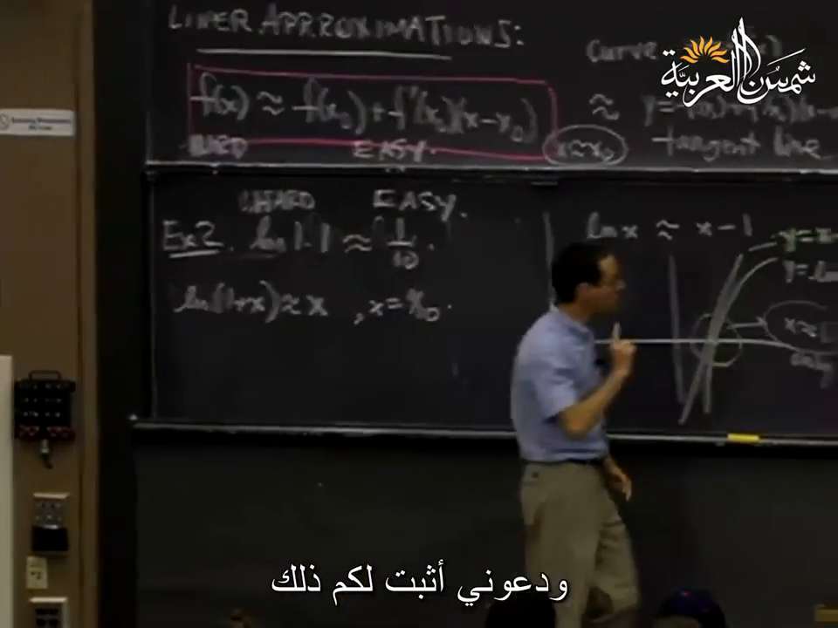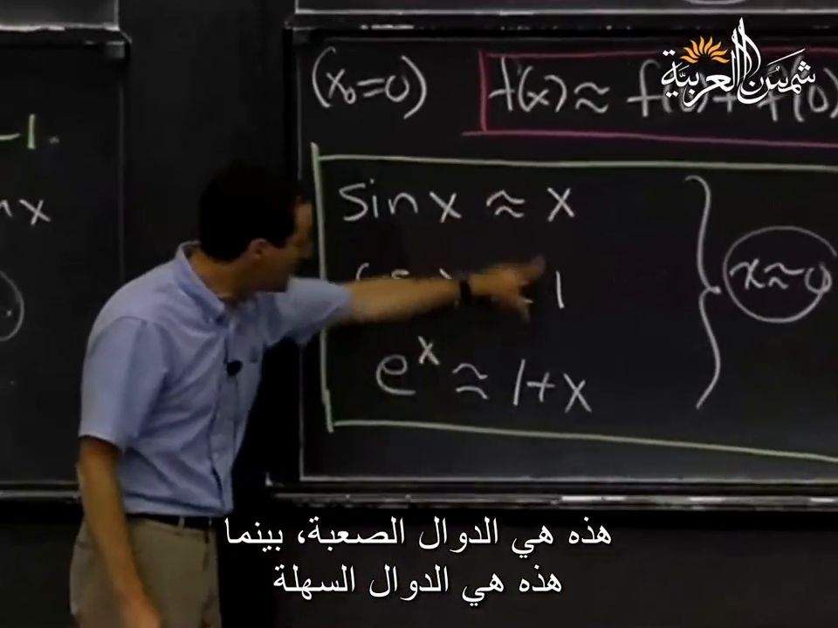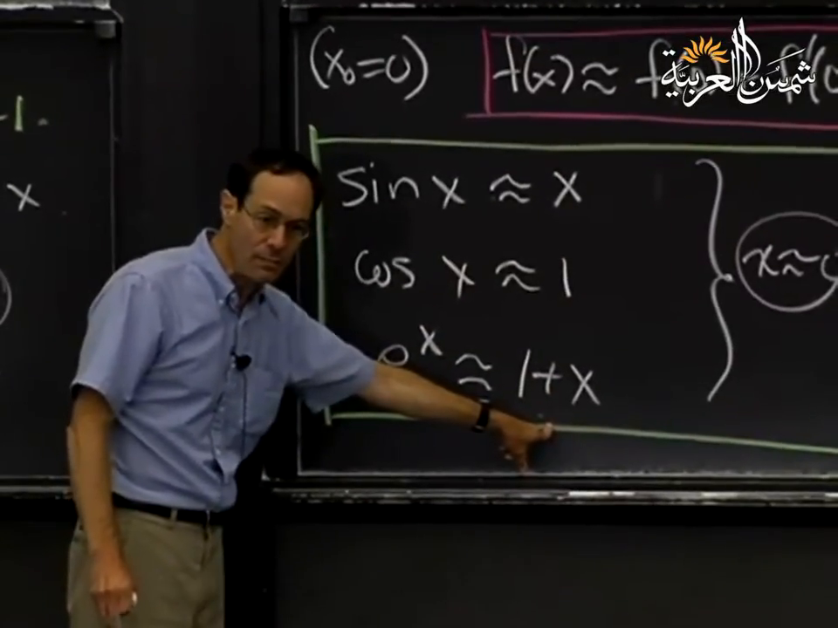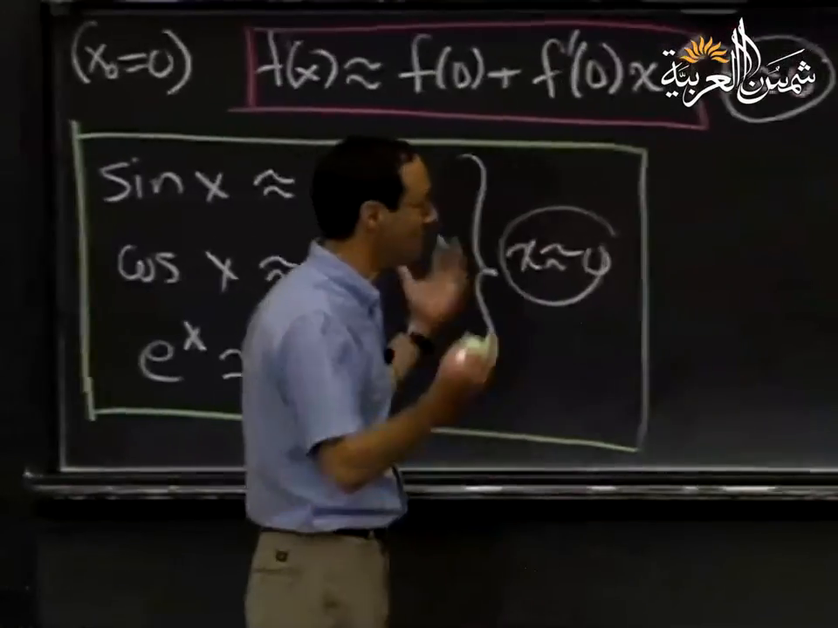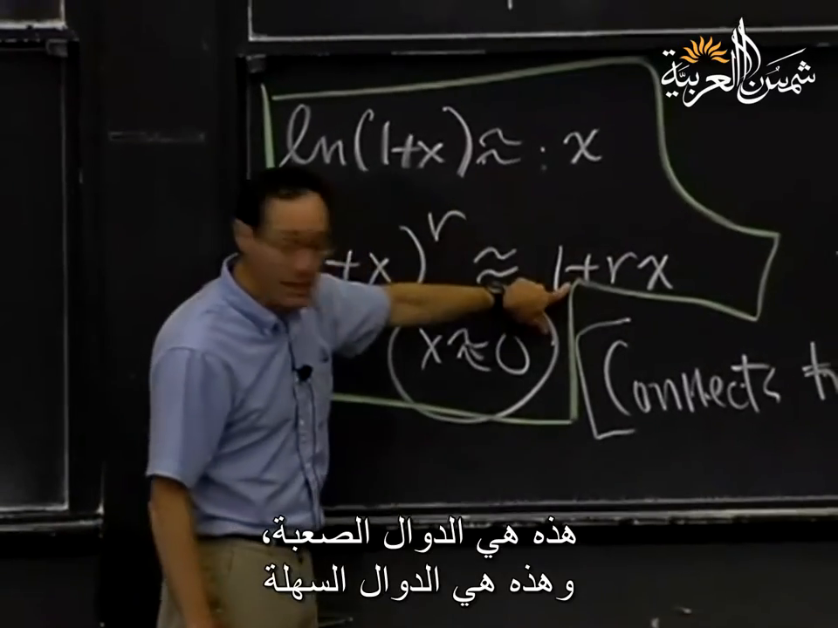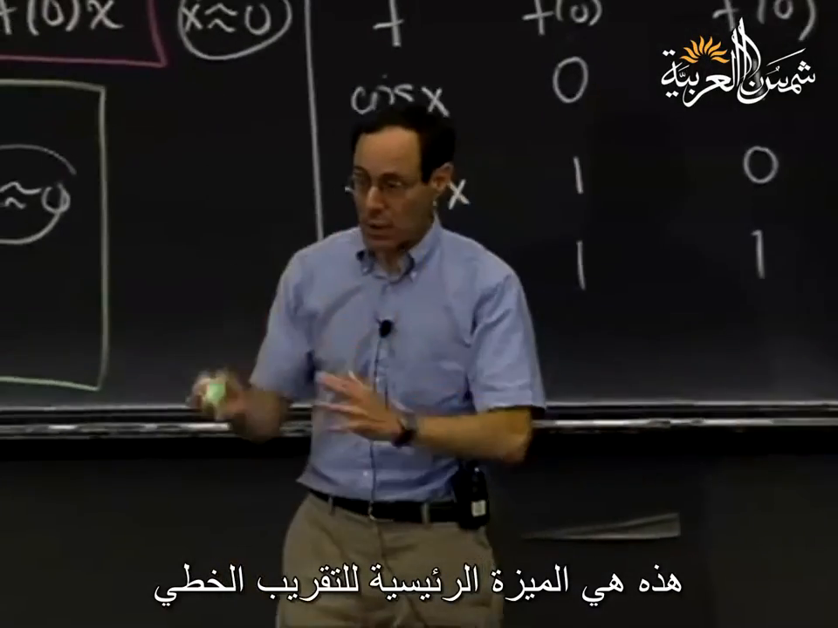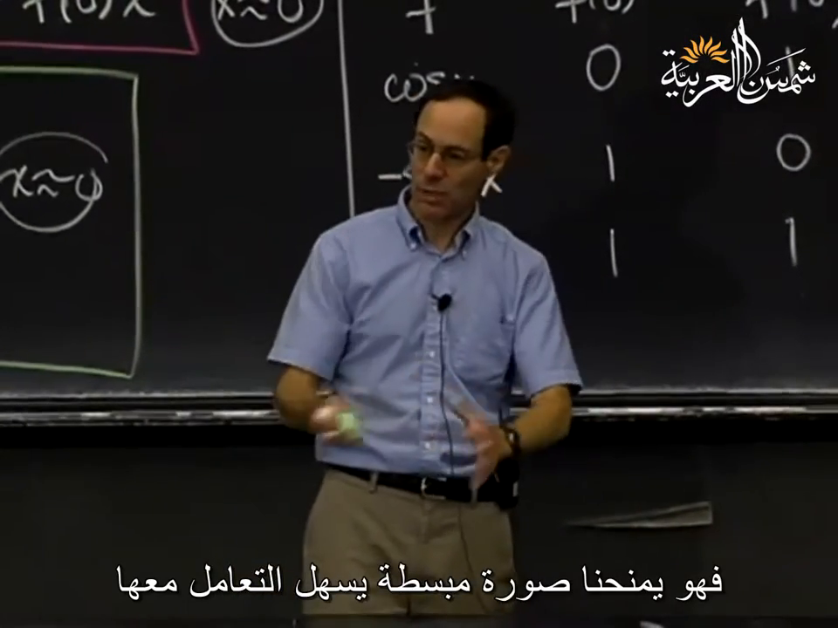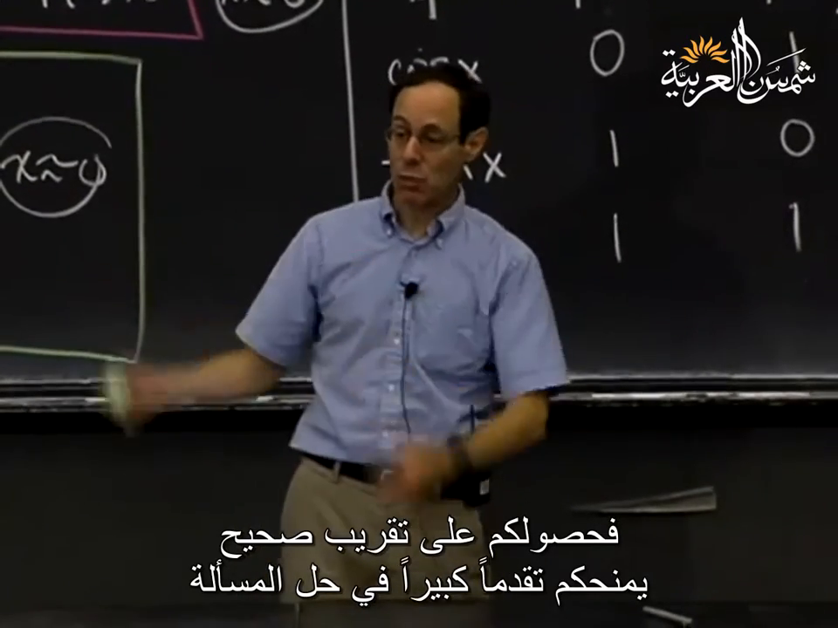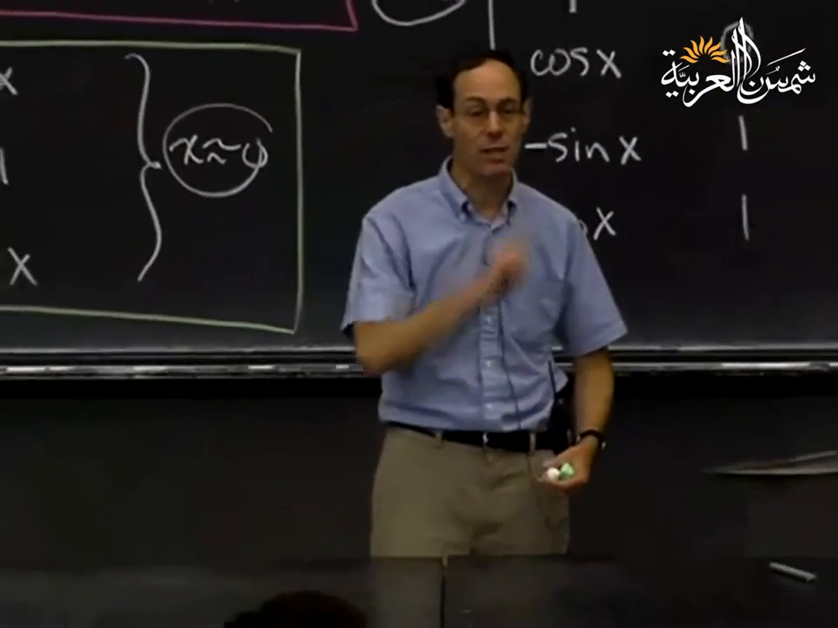Now, let me show you why that's true. Look down this column here. These are the hard ones, hard functions. These are the easy functions. What's easier than this? Nothing. Well, yeah, 0, that's easier. But over here it gets even worse. These are the hard functions, and these are the easy ones. So that's the main advantage of linear approximation, is you get something much simpler to deal with. And if you've made a valid approximation, you can make much progress on problems. We'll be doing some more examples, but I saw some more questions before I made that point.